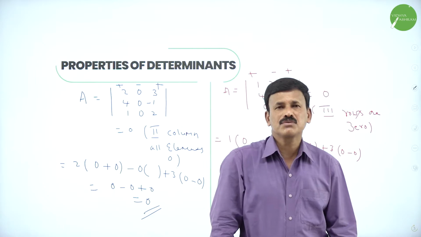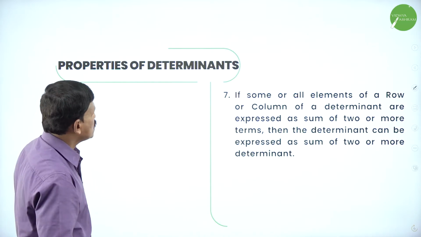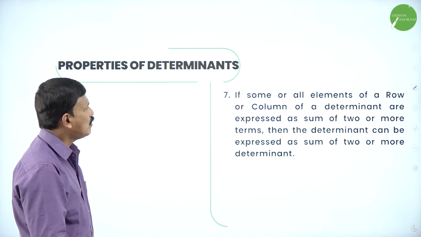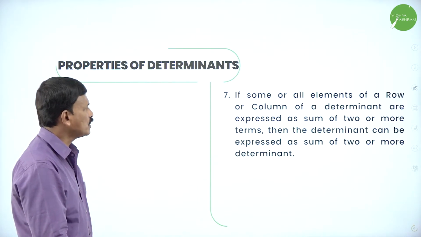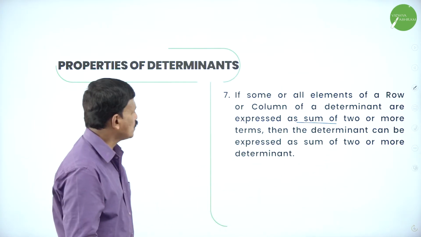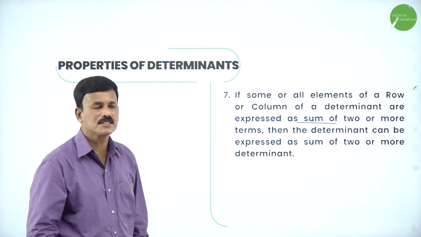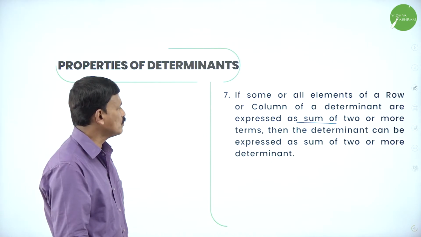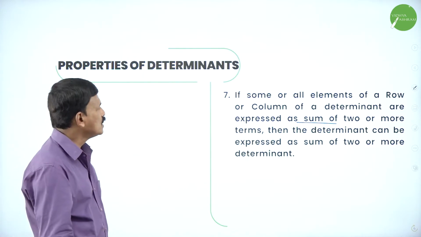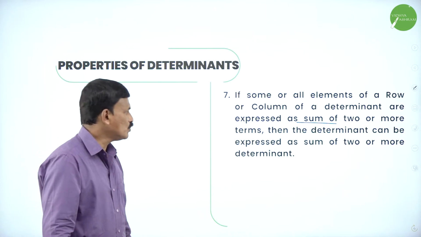Now, let us come to the next very important property, that is property number 7. What is the statement? If some or all the elements of a row or column of a determinant are expressed as the sum of 2 or more terms, then the determinant can be expressed as the sum of 2 or more determinants. If some or all the elements of a row or column of a determinant are expressed as the sum of 2 or more elements, then the determinant can be expressed as sum of 2 or more determinants.